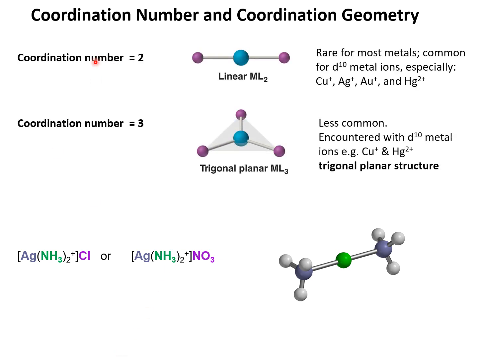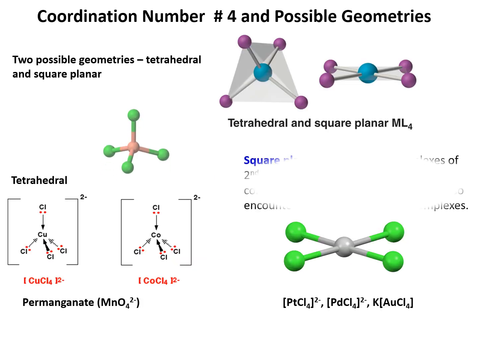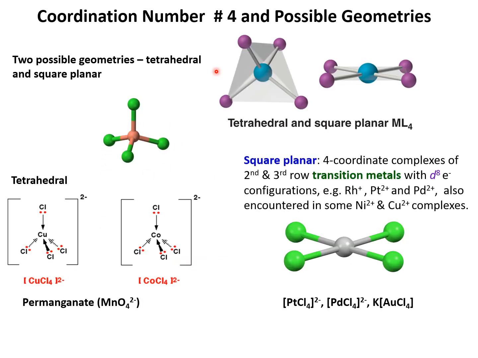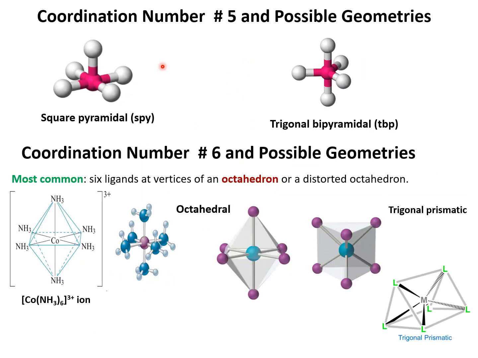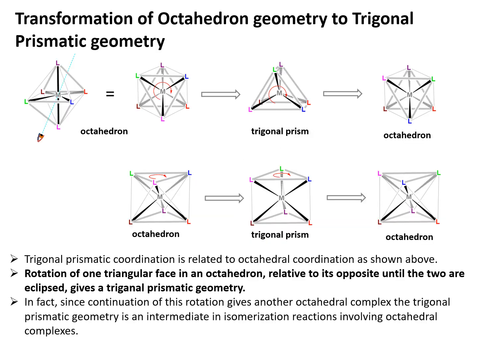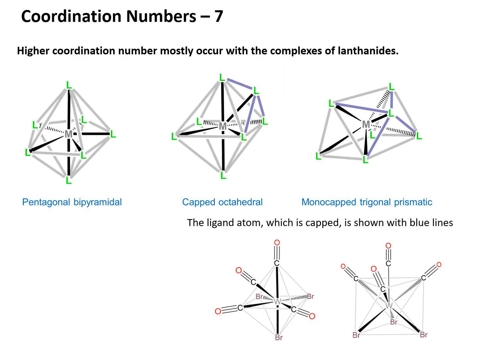Based on the coordination number, if two ligands are coordinated to the central metal ion, then the geometry is said to be linear. If it is 3, trigonal planar. If it is 4, tetrahedral or square planar. If it is 5, square pyramidal or trigonal bipyramidal. If it is 6, octahedral. In some cases, it may be trigonal prismatic.